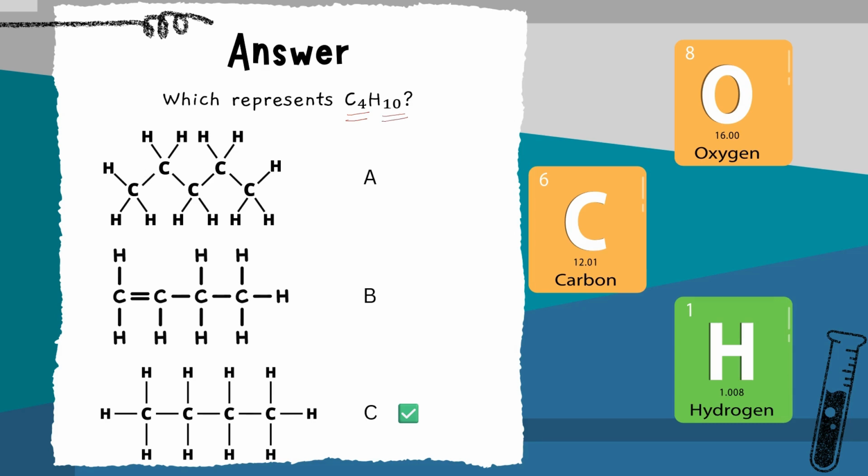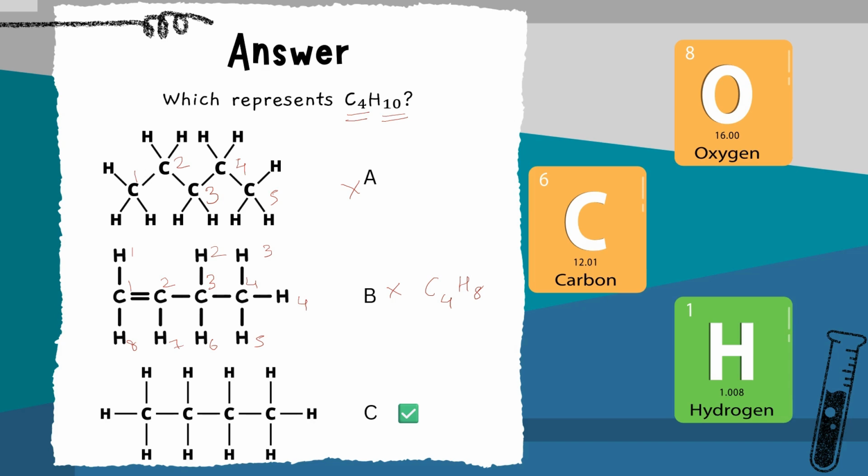For A, let us check. 1 carbon, 2 carbon, 3 carbon, 4 carbon, and 5 carbon. So it is wrong because we need 4 carbon. B: 1 carbon, 2 carbon, 3 carbon, 4 carbon. So carbon atoms are fulfilled. For hydrogen, let's check. 1 hydrogen, 2, 3, 4, 5, 6, 7, 8. Hydrogen is 8 and carbon is 4. We need hydrogen as 10.